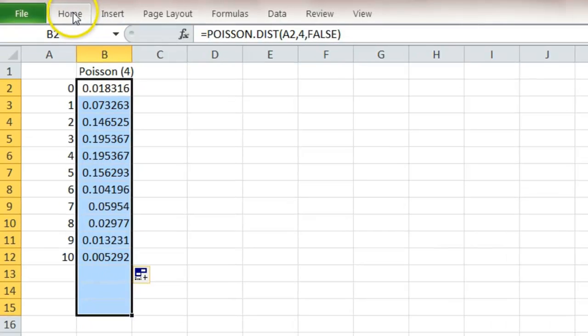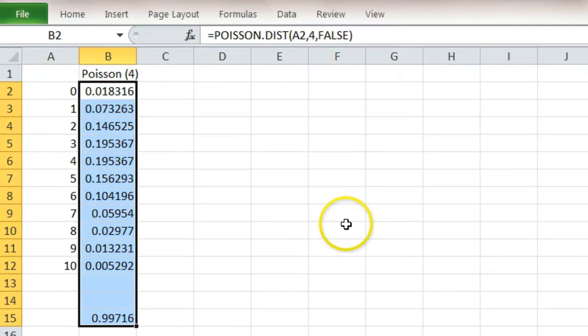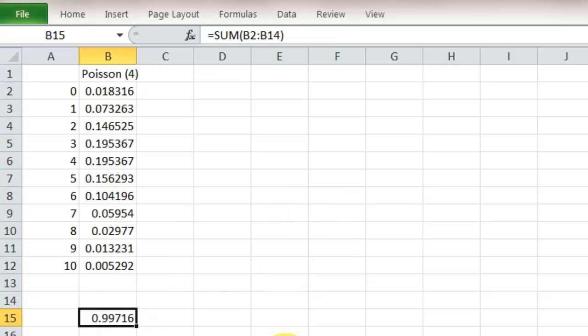Let's add up what we've got in the usual way, home and then sigma, and so far we've got a total probability of 99.7%. So the remaining possibilities, 11, 12, 13, 14, etc., all of them together only have 0.3% of a chance. So this is the Poisson probability distribution.